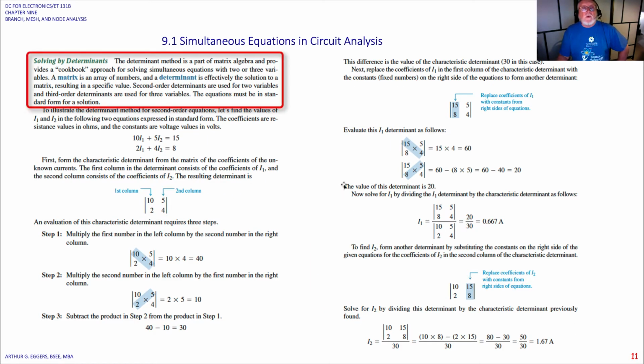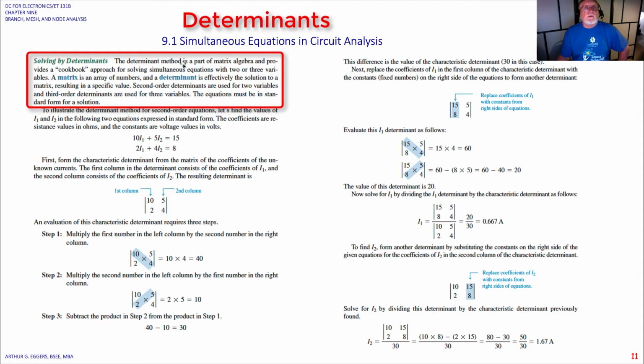All right, so now we move into an area that you probably haven't seen before, and it's solving simultaneous equations in circuit analysis using something called the determinant. And the determinant, again, is just another process. It can be a very lengthy process, but it is nonetheless a process. It's really great for matrices that get larger than a 2 by 2.